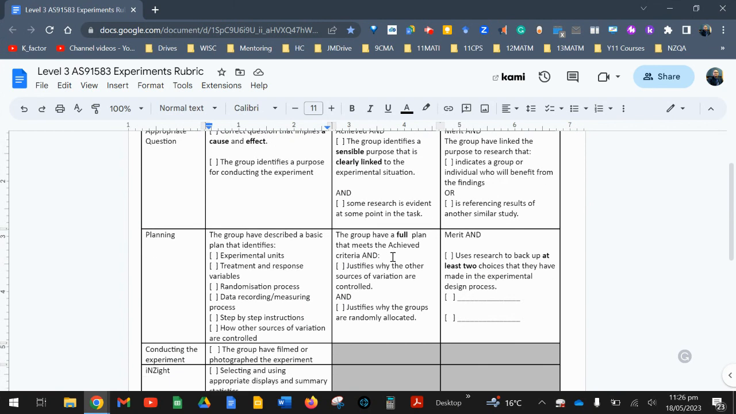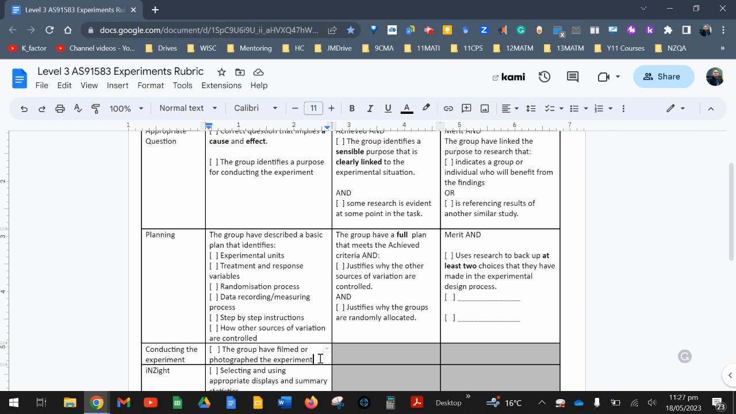Now, the planning aspect, make sure you are meeting each criteria, please. If you have missed taking photos this time, may this be a wake-up call for you. You need to have some form of evidence, filming, photographing, that you have conducted the experiment.